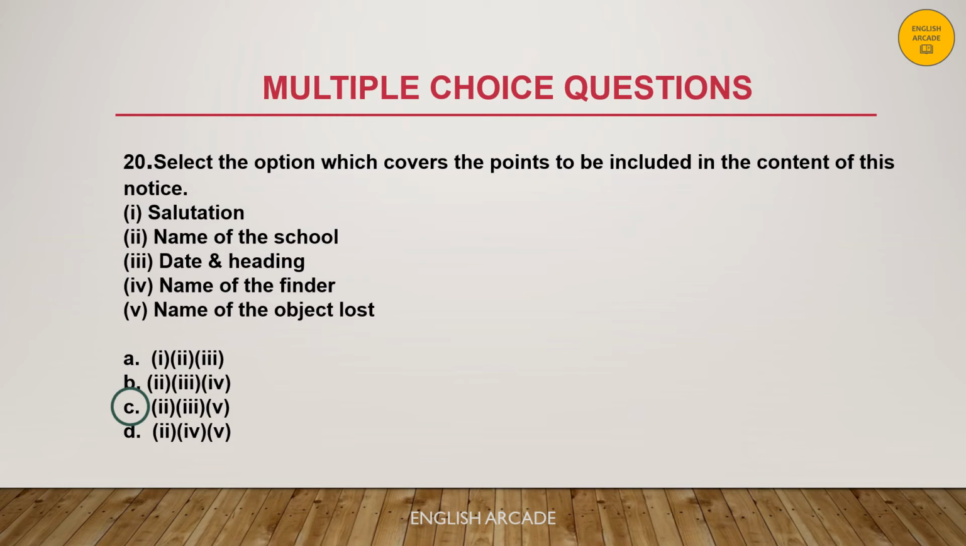So what we need to do in the body of the notice is name of the school. We have to include the date and heading, and we must include the name of the object lost. Salutation and name of the finder will not find place in this notice.